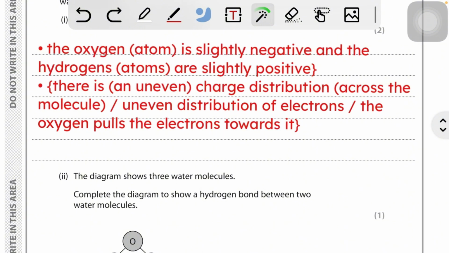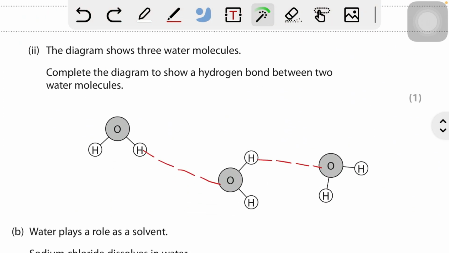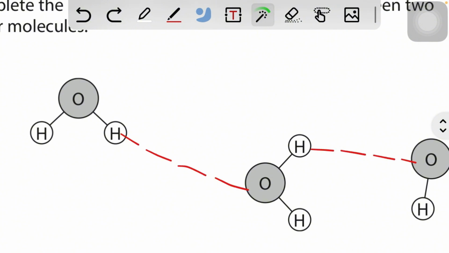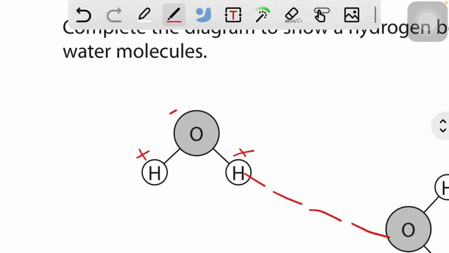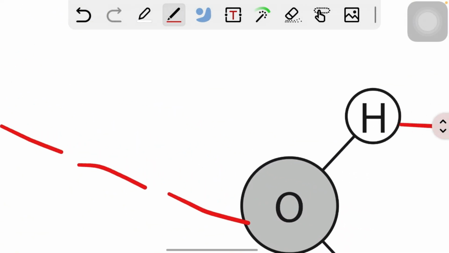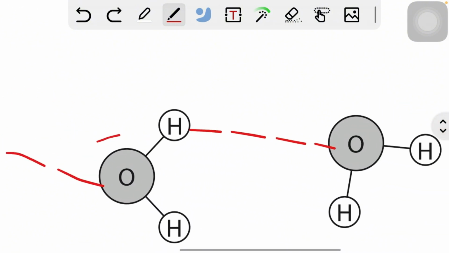The diagram shows a water molecule. Complete the diagram to show a hydrogen bond between the two water molecules. It's really easy. Let's see the answer first. Here, as I said before, let's suppose this is a water molecule, right? And it contains a slightly negative charge, and these two contain a slightly positive charge. So here, this positive hydrogen makes an attraction with this negative oxygen. It's slightly negative, and this is slightly positive.